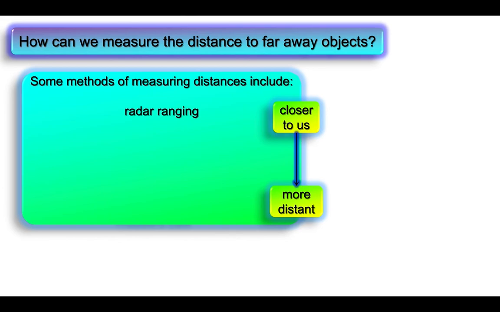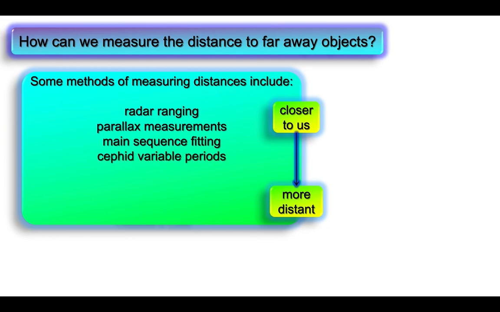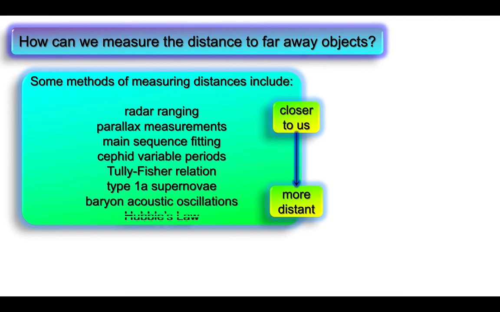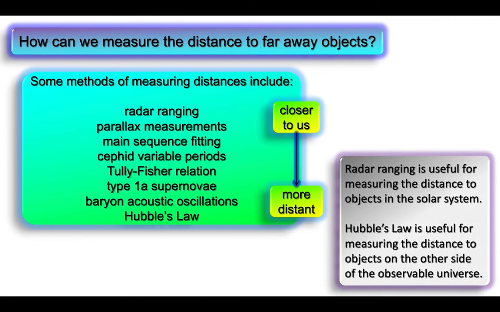And if I record the time of travel, I know the speed of light, I could infer then how far away that planet is. There are parallax measurements that we described that are good for measuring the distance to nearby stars. Main sequence fitting we could use for pretty much stars in our galaxy. There are also Cepheid variable periods that will be very important for what I talk about today. There's the Tully-Fisher relation. Type 1a supernova is another very important type of distance measure, baryon acoustic oscillations, and Hubble's law. So radar ranging is useful for measuring the distance to objects in the solar system. Hubble's law is useful for measuring the distance to objects on the other side of the observable universe.